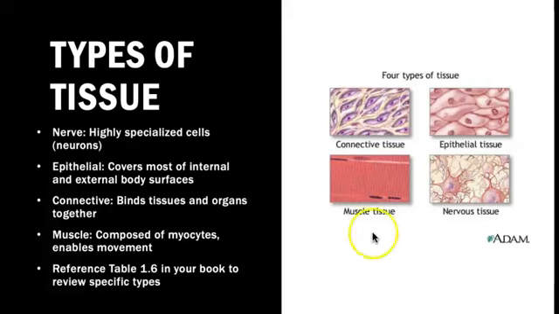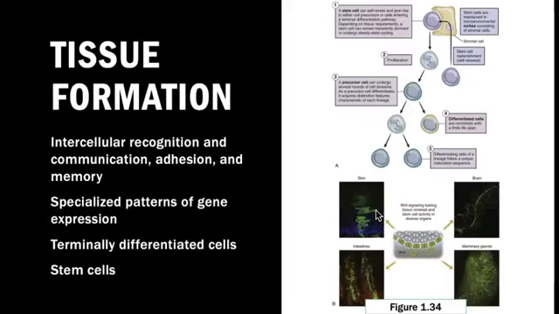I'll just choose the simplest one, muscle tissue. It goes through and talks about your cardiac, skeletal, and smooth muscle tissue. So if you want a refresher on all those tissues, I highly suggest you visit that table. Now, what about tissue formation? We are going to have intercellular recognition and communication, adhesion, and memory. Basically, we have specialized cells that sense signals like growth factors to produce new cells when they're needed.